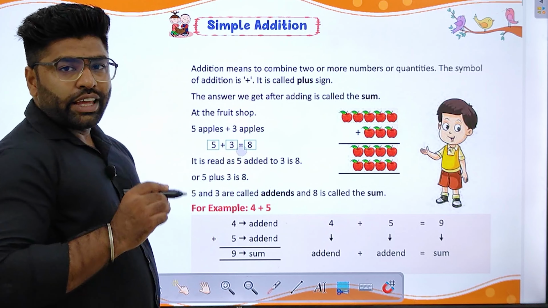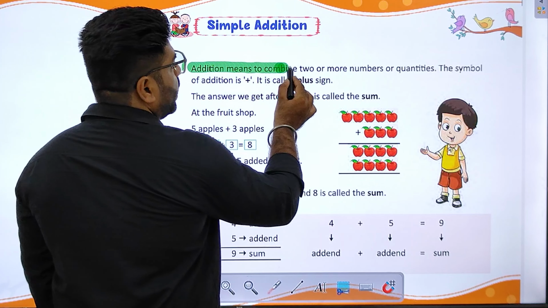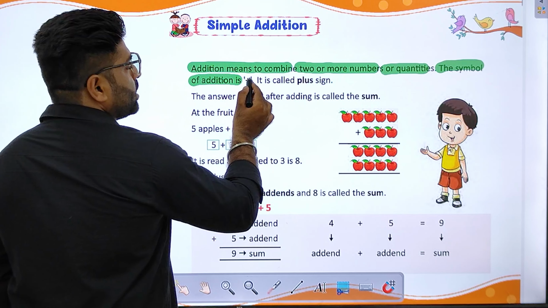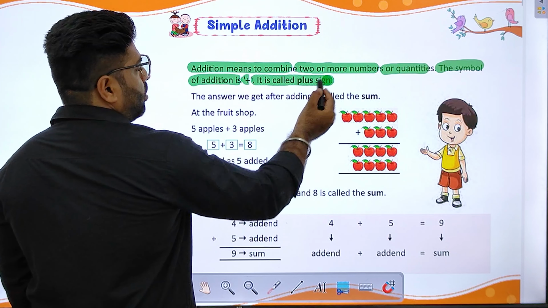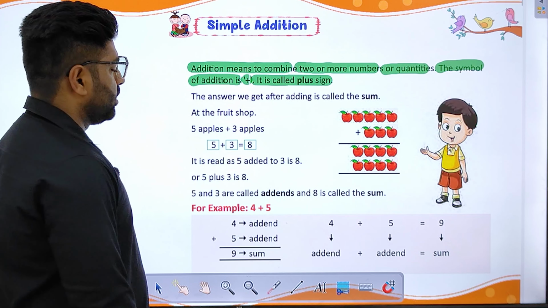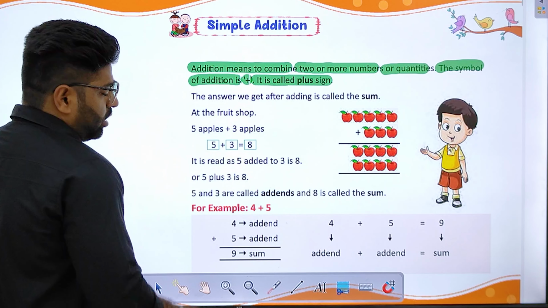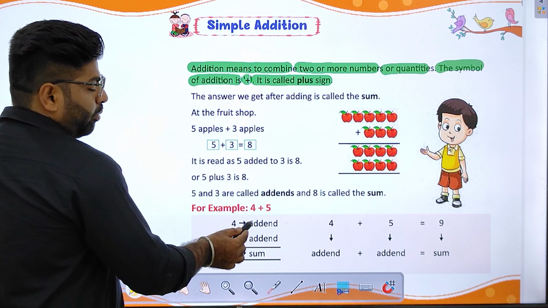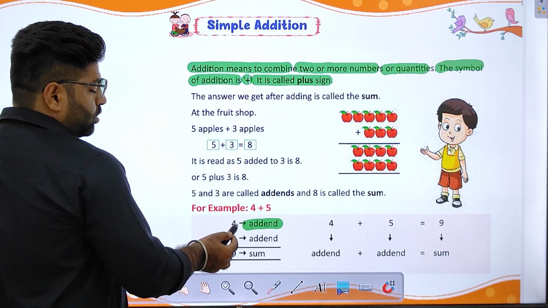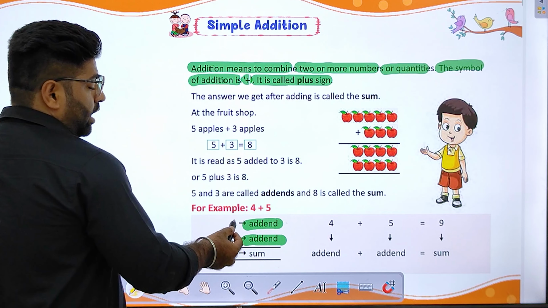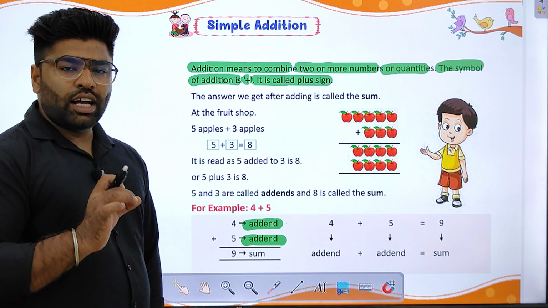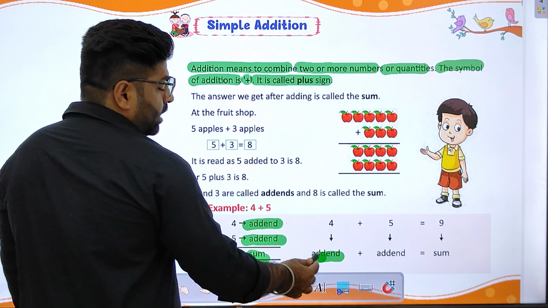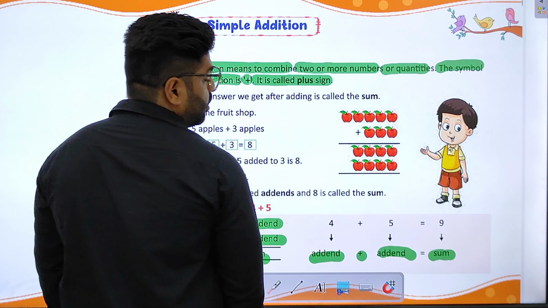So let's discuss its definition. Addition means to combine two or more numbers or quantities. The symbol of addition is this plus sign. Here we have the numbers and we have to simply add them. If we have two or more numbers to add, we call them addends. Just like 4 plus 5, we have 4 and 5 as addends, and after addition of these two numbers we have the answer, and that is our sum, and we call it 9. Clear? Addend plus addend is equal to sum.